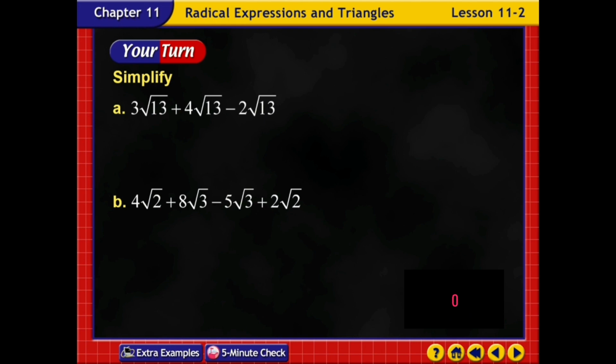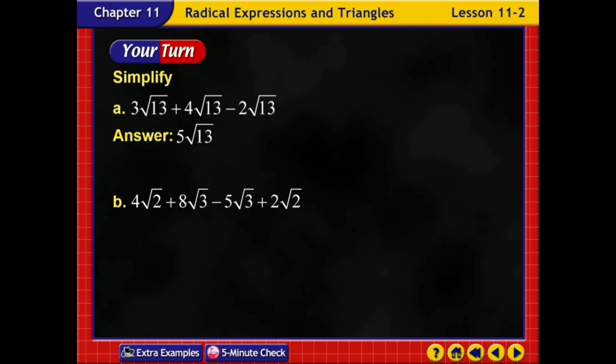All right, time's up. Now let's try to answer the following problem. For letter A, the answer is 5 square root of 13. And for letter B, the answer is 6 square root of 2 plus 3 square root of 3. I hope you got the same answer, and let's now proceed with example number 2.